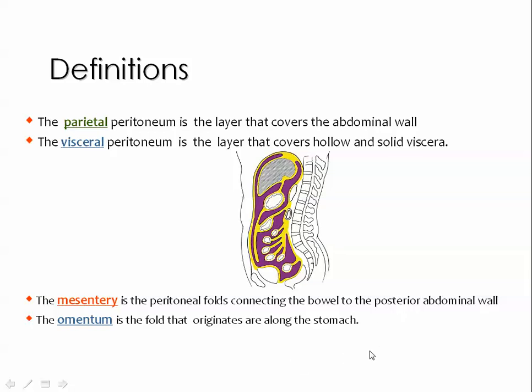Then we have said that the omentum is the fold that is related to the stomach. The lesser omentum is related to the lesser curve, and the greater omentum is related to the greater curve of the stomach. And the mesentery is the peritoneal fold which is connecting the bowel to the posterior abdominal wall. And a good presentation here is the mesocolon, which is connecting the transverse colon to the posterior abdominal wall.